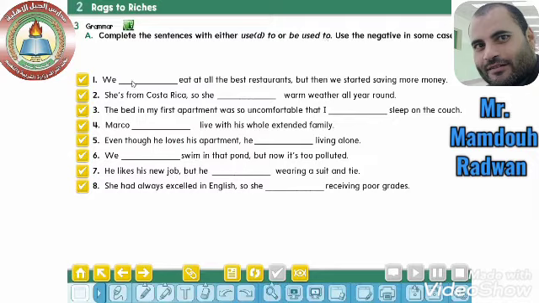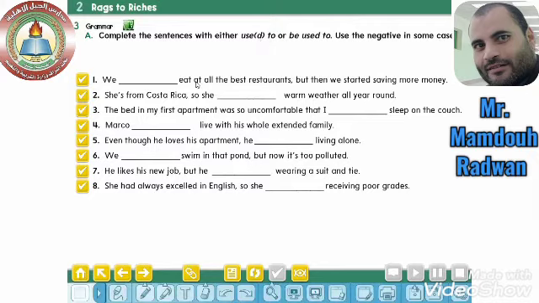Number one, we space eat. What kind of word is the word eat? Yes, it's the base form of the verb. So here we can't use be used to. We are going to use used to. But think with me. We are going to use used to or didn't use to. From the meaning we can guess.